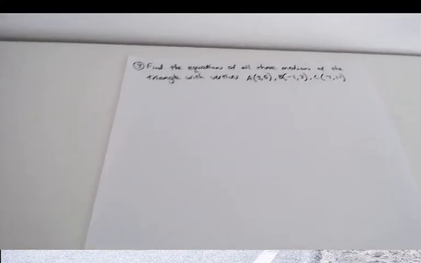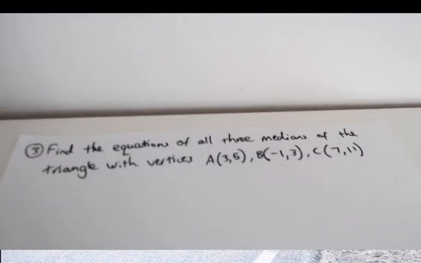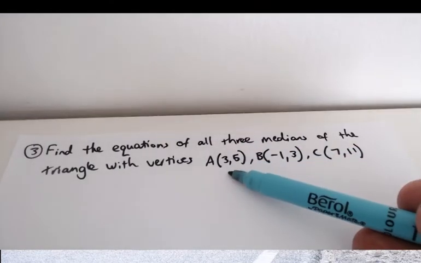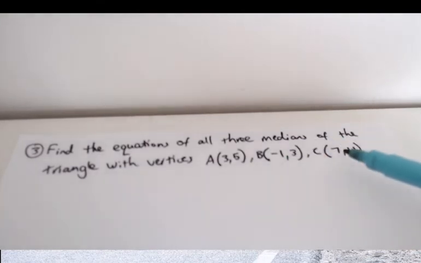And finally, question 3, find the equations of all 3 medians of the triangle with vertices A(3,5), B(-1,3) and C(7,11). Yes, you need to find all 3 medians. So I want the median from A, the median from B and the median from C. Hit pause, do your work.